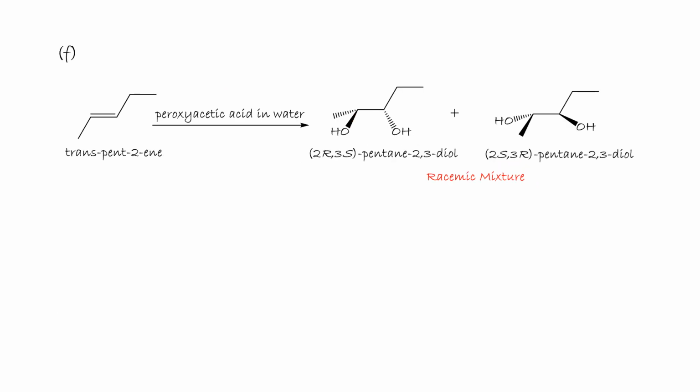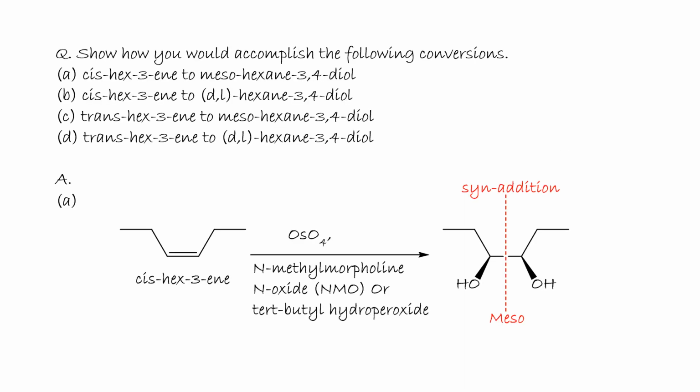Trans-but-2-ene with peroxy acid in water to give anti-addition, we get 2R,3S and 2S,3R, again a racemic mixture.